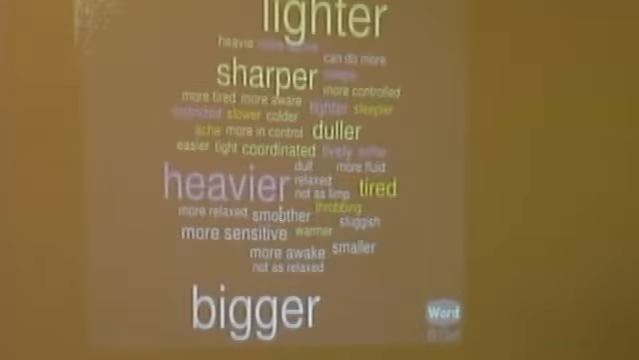And you can see, look, lighter and heavier. So this is a word cloud, so the bigger the word, the more people said it. The most common responses after that lesson, the question was, compare your hand that you were moving with the hand that you weren't. How does it feel? So the predominant one was bigger. So that's kind of a sure thing. People might feel a body part bigger.